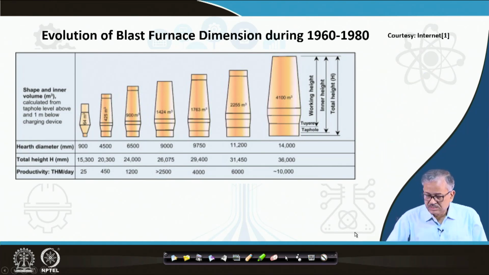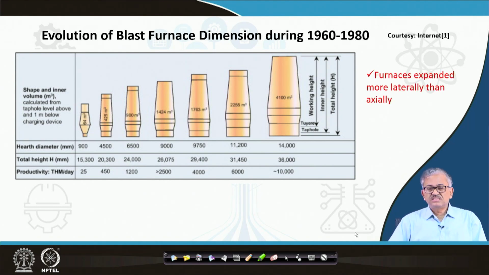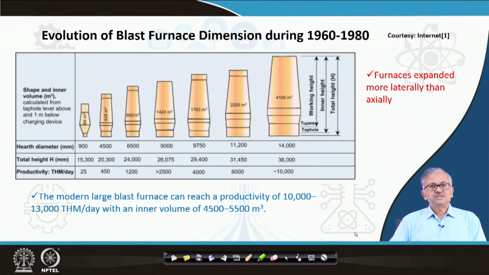So as a result, that is why I tell you, the furnace expanded more laterally than axially. Axially is not that much, laterally they have increased. And as I said, about the furnace production, the modern large blast furnace can reach a productivity of 10,000 to 13,000 tons per day today.